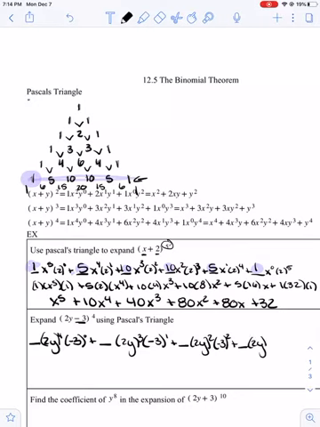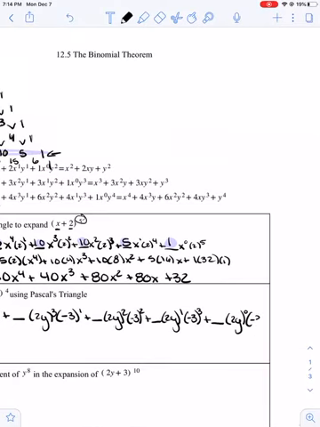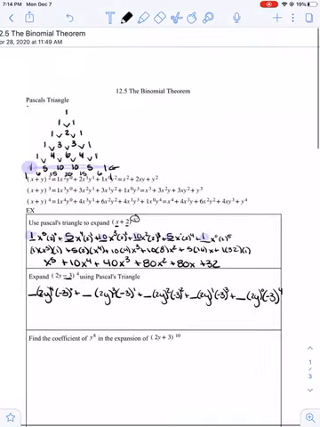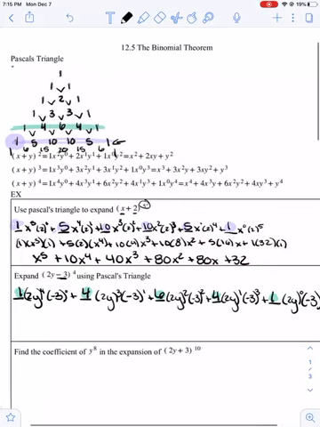Plus 2y to the 1 times negative 3 cubed, plus 2y to the 0 times negative 3 to the 4th. Okay, so let's add in those numbers from Pascal's triangle. We have a 4th exponent, so we're going to the row with 4 in it, and then we're going to add those in here in order. So we have 1, 4, 6, 4, 1.